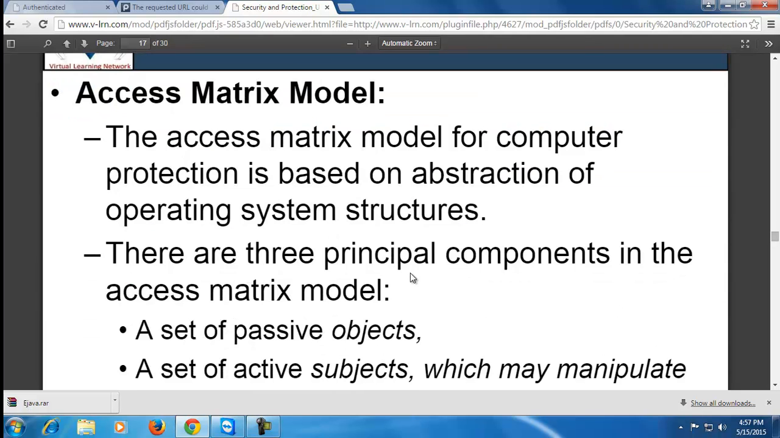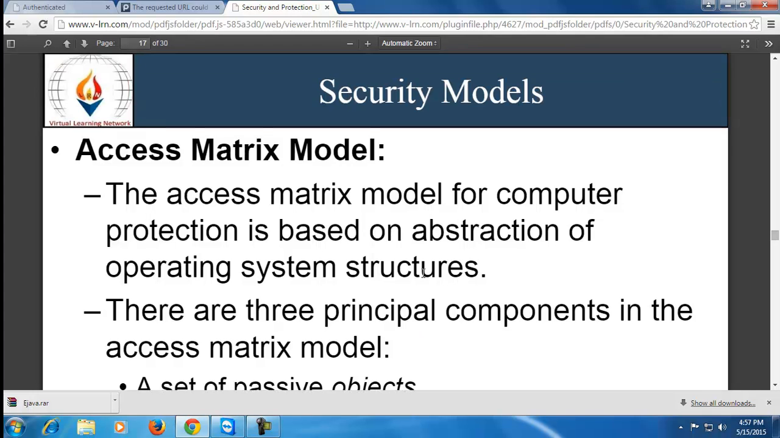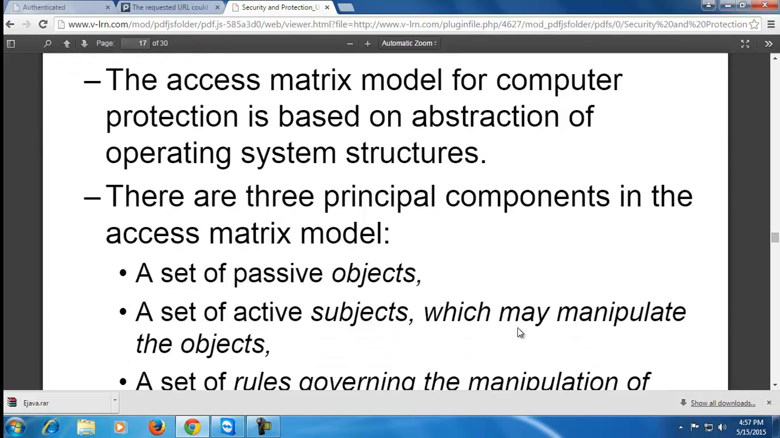Next is the security model. The access matrix model for computer protection is based on an abstraction of operating system structure, which represents the set of access permissions and the files which are accessible by a particular node. There are three principal components in the access matrix model: a set of passive objects, and a set of active subjects which may manipulate the objects.